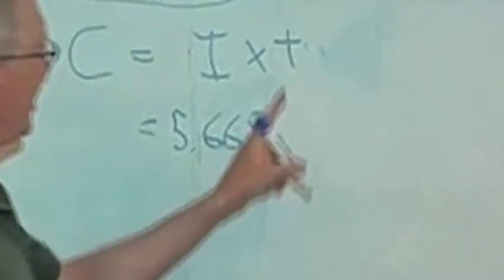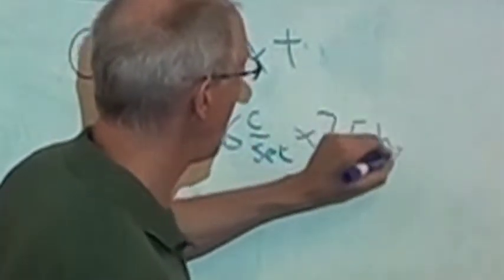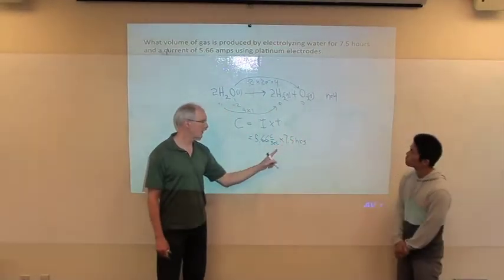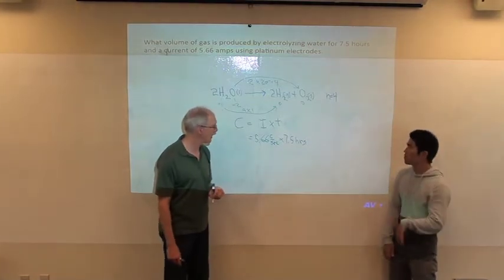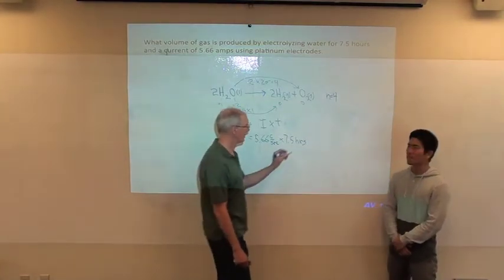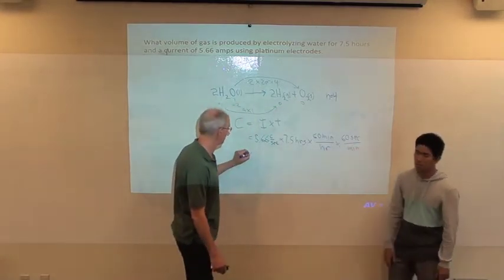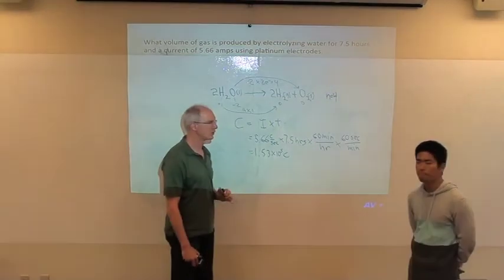The time is 7.5 hours. But we want to convert that so we can cancel the seconds. We want the time to be in the same units. Multiply it by 60 twice: 60 seconds per minute, and the minutes cancel. That gives me 1.53 times 10 to the 5th coulombs.